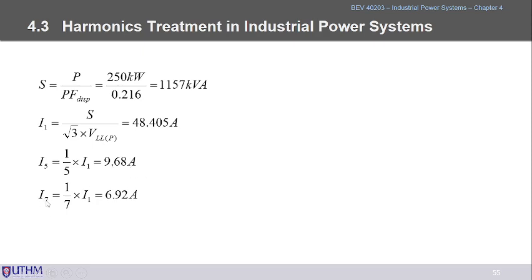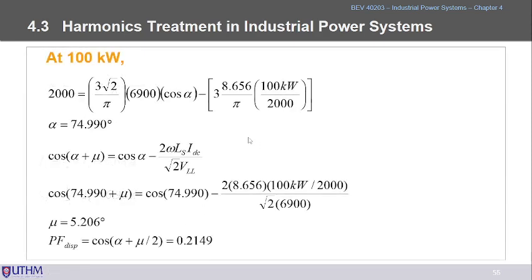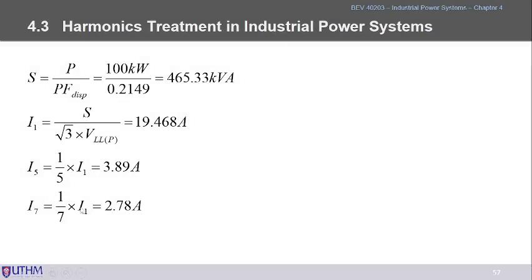And seventh order of harmonics is also 1/7. This is about 6.92. And we change our DC load now to 100 kilowatt, and you can use the same procedure and calculations to find the fifth order and the seventh order harmonics using the 1/h rule.